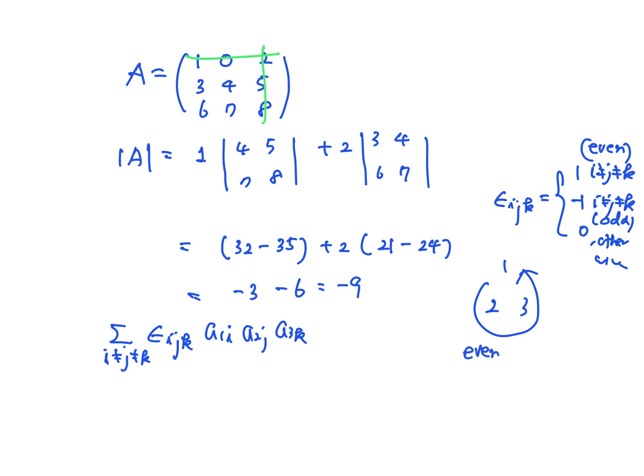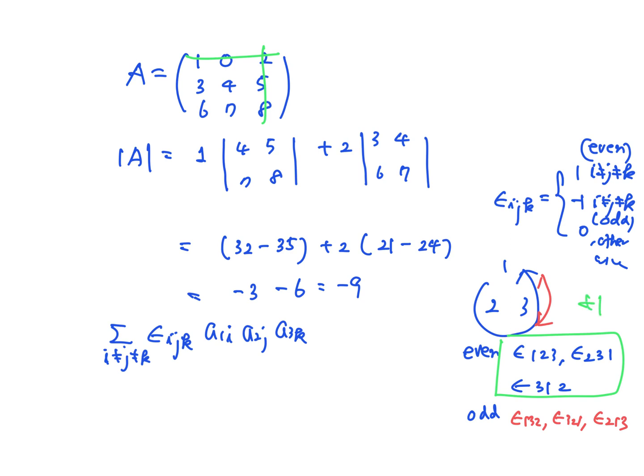We have epsilon 1, 2, 3, epsilon 2, 3, 1, epsilon 3, 1, 2, right? Odd is the other way around. 1, 3, 2, epsilon 3, 2, 1, epsilon 2, 1, 3. So this is plus 1. This is minus 1. So you can just write it down.